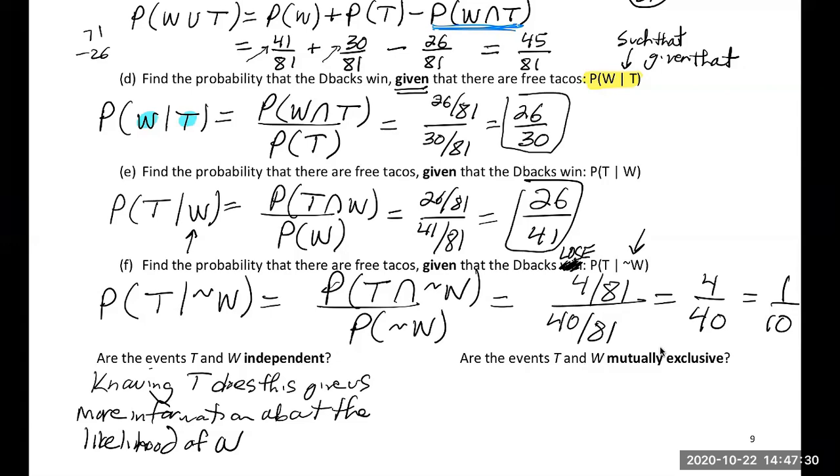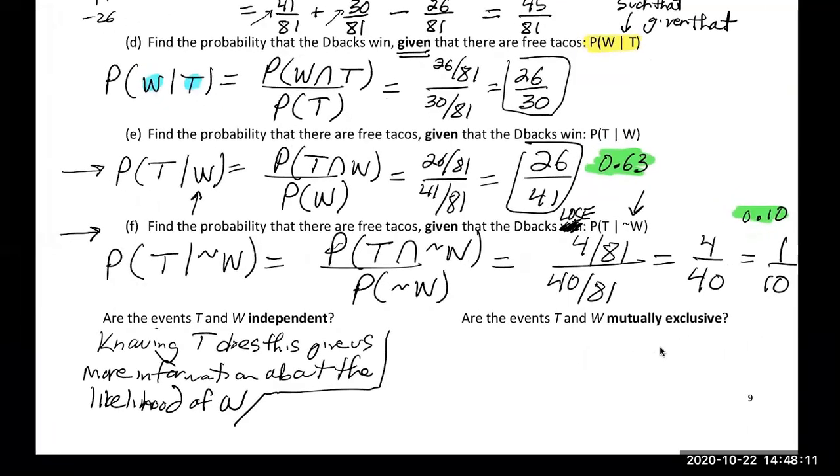So one way that we can calculate this is if they are independent, then this probability, given that they win and there are free tacos, there's a 63% chance. So given that they win, what are the chances there are free tacos? 63%. If I compare that with this probability, which is 10%, it looks like it's way more likely that free tacos are given away if they win the game compared to if they lose the game.